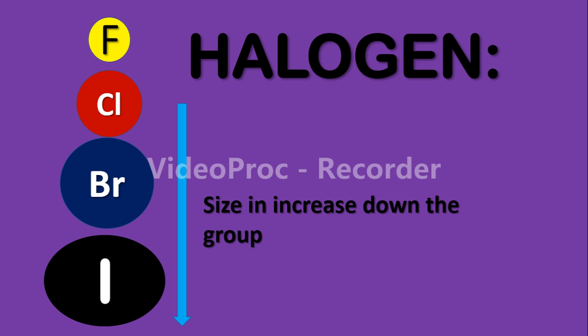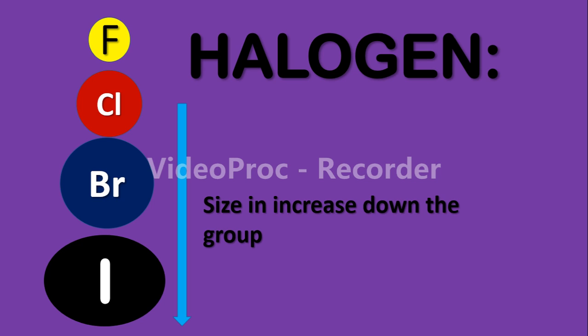Meaning, in this picture you can easily see that when we move from top to bottom of the group, the size starts increasing. Understand? And due to the increase in size, the electronegativity starts decreasing. Meaning, when we move from top to bottom, the ability to remove electrons increases because the valence electrons are away from the nucleus.